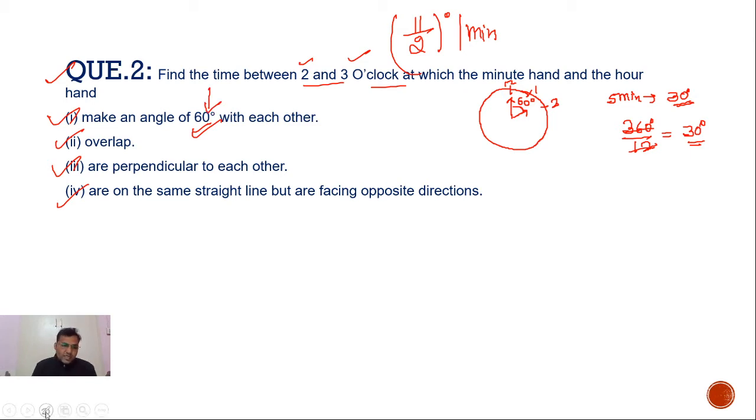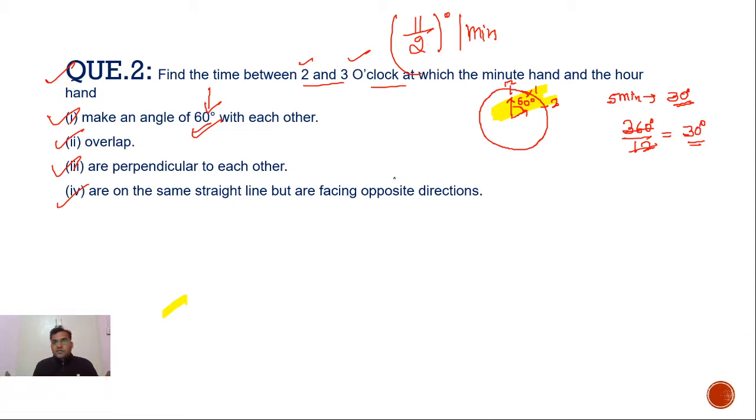See that when the time is 2 o'clock, this is how the clock will look. Now if I want the angle between the minute hand and the hour hand to be 60 degree between 2 and 3 o'clock, this can only be possible when the minute hand will overtake the hour hand and then construct an angle of 60 degree, right?